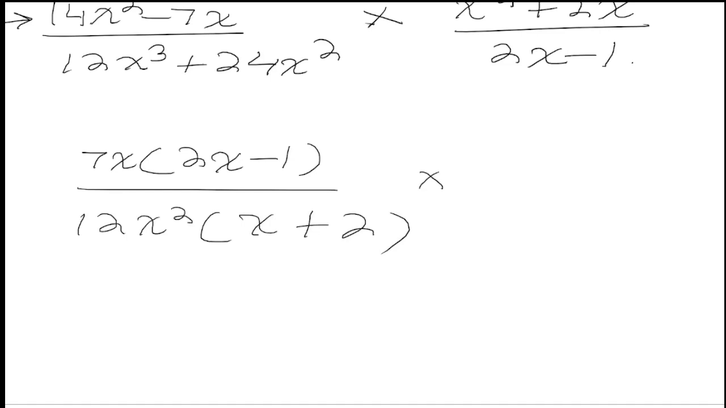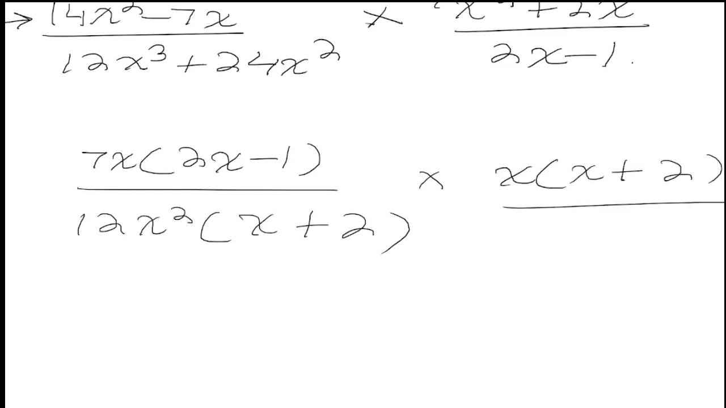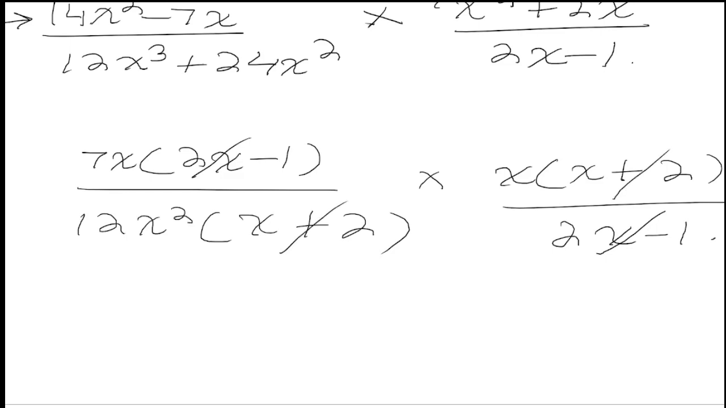After that, what is common in the second numerator and the second denominator? In the numerator, we have x as a common value, so we can write x(x + 2). And in the denominator, we don't have any common value, so we can just write 2x − 1. After writing this, if you look closely, here we have 2x − 1 and here we also have 2x − 1. So they both get cancelled with each other. Same for x + 2 and x + 2.